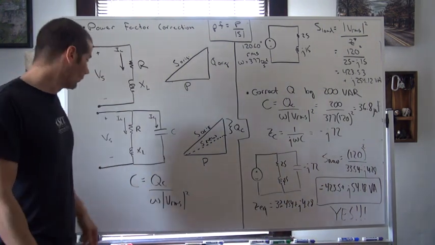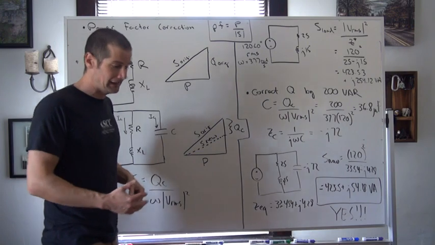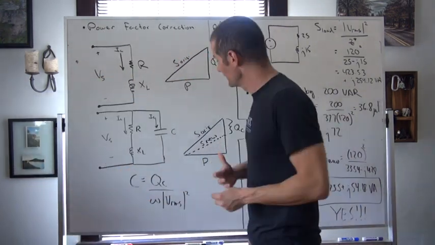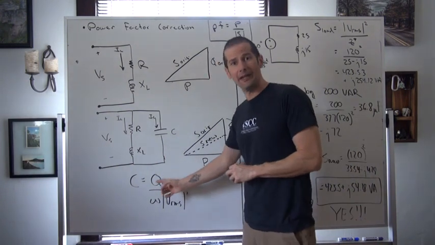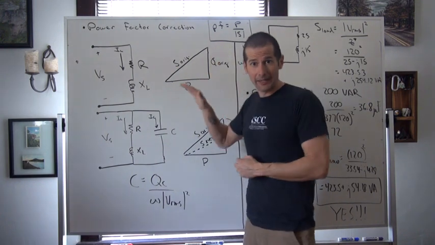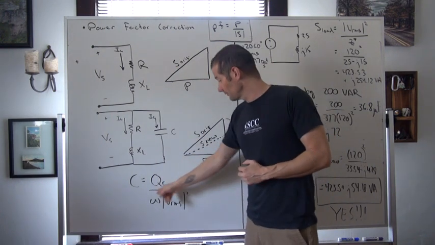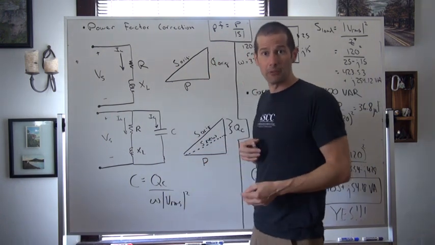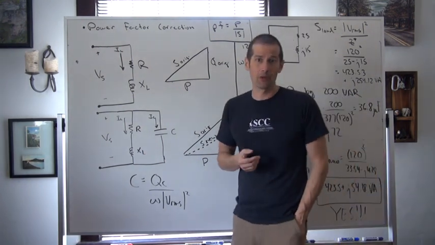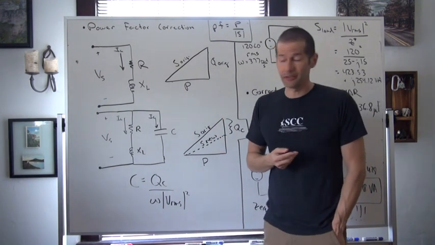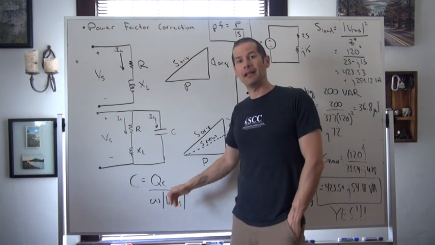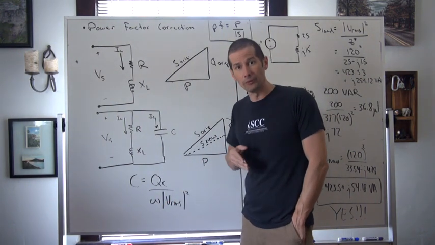So in this case, one way that we can calculate a capacitive value that we could hook up to the system is simply by taking the amount of reactive power that we want to lower the original reactive power by, and dividing that by the angular frequency within the system. In this case, most of the time we're going to be working with 377 radians per second, and then multiply it by the squared value of the absolute value of the RMS voltage.